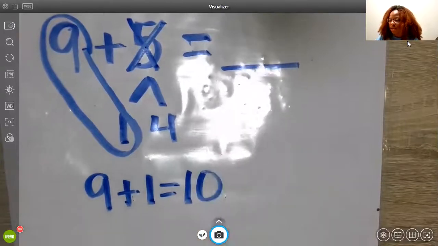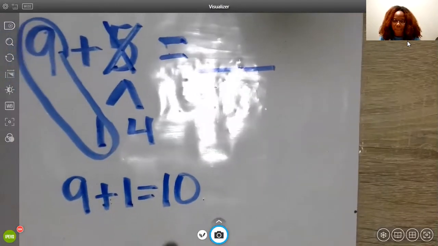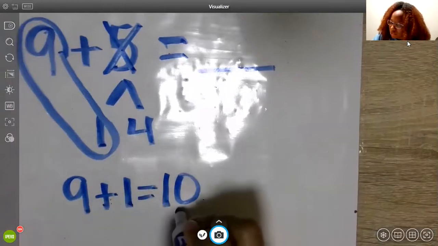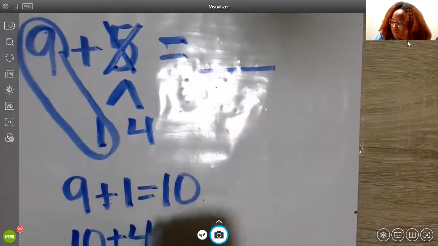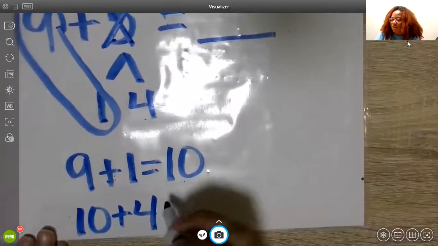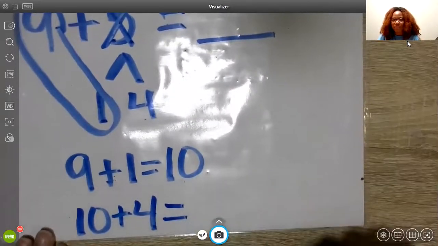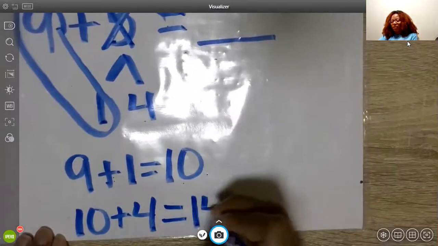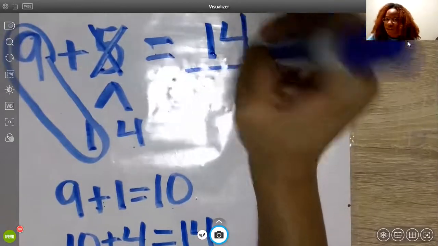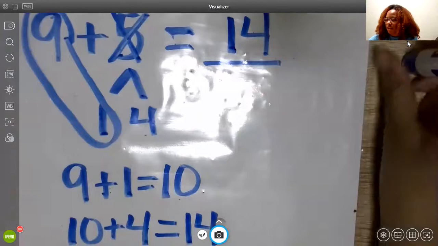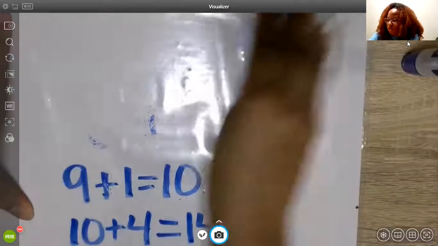Now that I have made 10, what do you think will be my next number sentence in order to solve? It would be 10, because remember you got to bring this down, plus 4, because that's the number that I have not used yet. And what is 10 plus 4? It is 14. So that means 9 plus 5 also equals 14. Now let's go ahead and do one more. For this one, you're going to tell me what you think I should do.